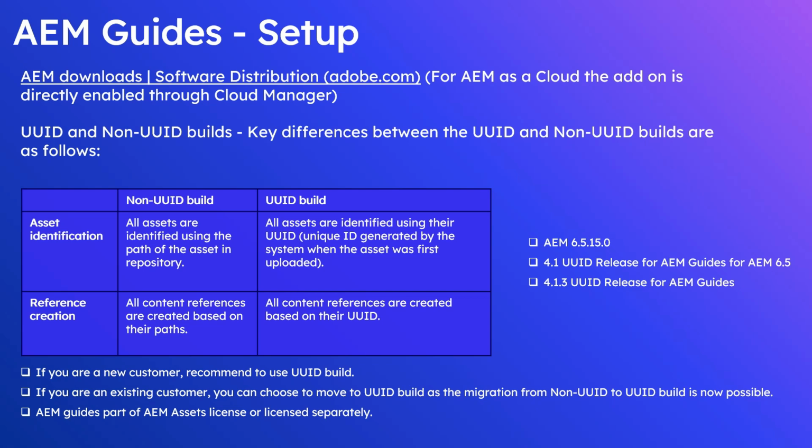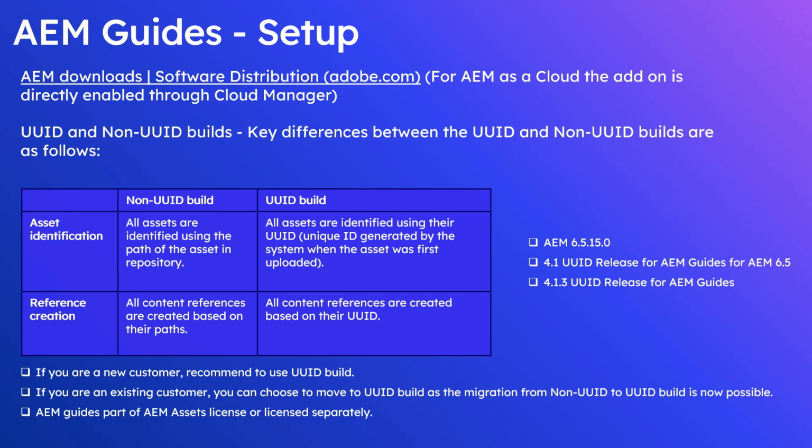Then reference creation, again, all content references are created based on their paths for non-UUID build. For UUID build, all content references are created based on their UUID. Again, Adobe recommends to go with UUID build if you are a new customer. Also, for existing customer, the non-UUID build can be upgraded to UUID build. Again, AEM Guides is part of AEM Assets license, or it can be licensed separately.